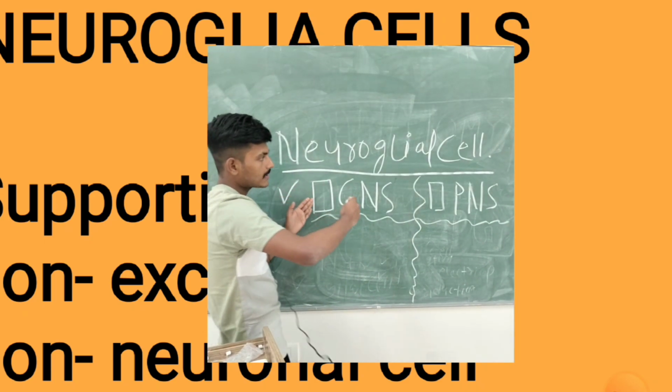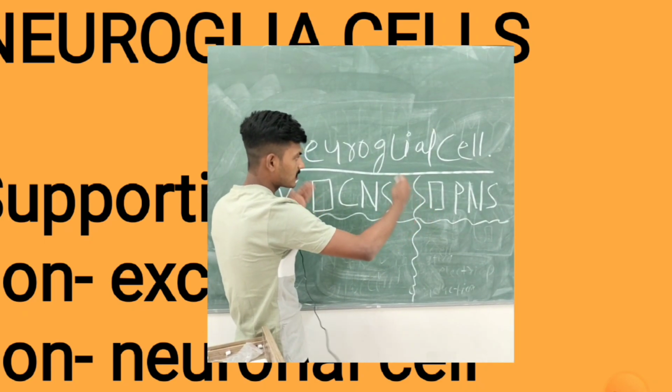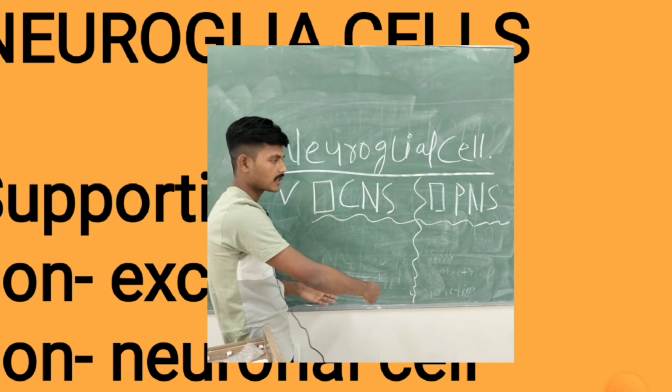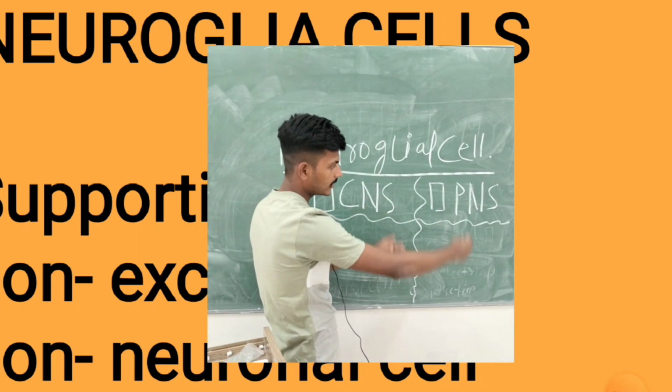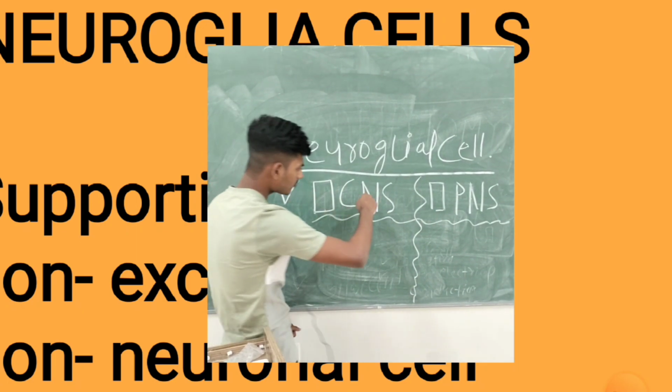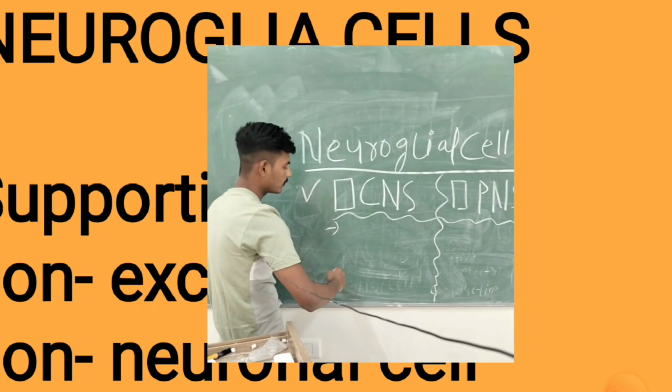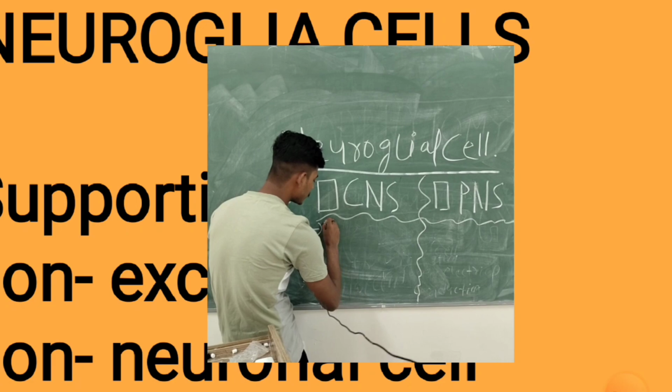So the neuroglial cells are classified into two types. Some types of neuroglial cells are present in the central nervous system, whereas some are present in the peripheral nervous system. In the central nervous system, the first type of neuroglial cell is called the oligodendrocyte.